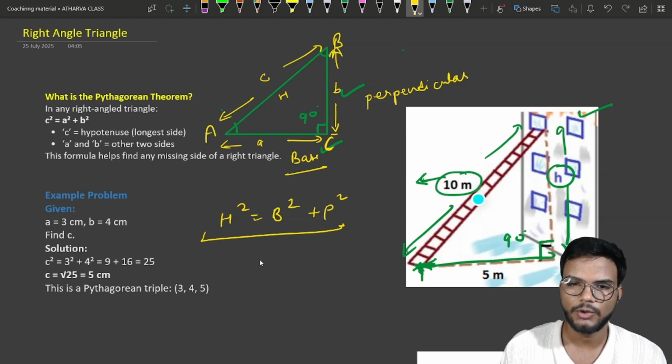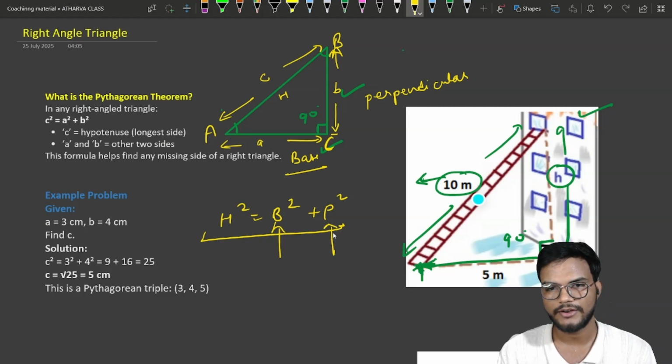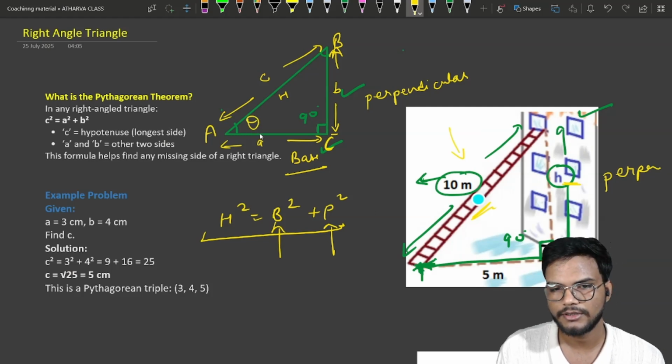So if we know any one value, like base or perpendicular, we can find the third one also. In this case we already know the hypotenuse, while we don't know the height of the wall. So we can say it is the perpendicular. Why is it perpendicular, can you tell me? If we let this angle be theta, the side in front of this angle is the perpendicular, and this horizontal side is the base.